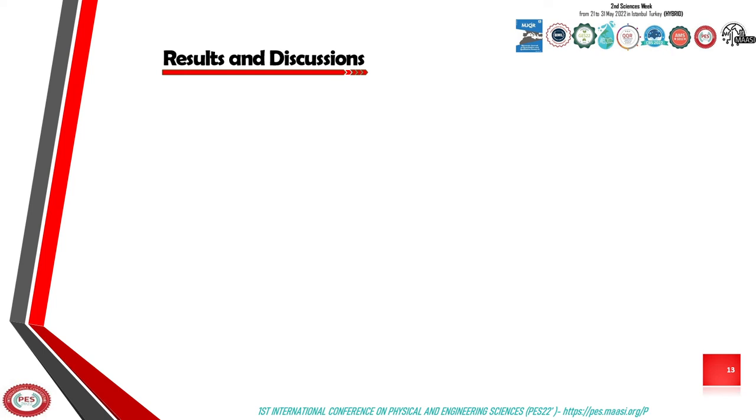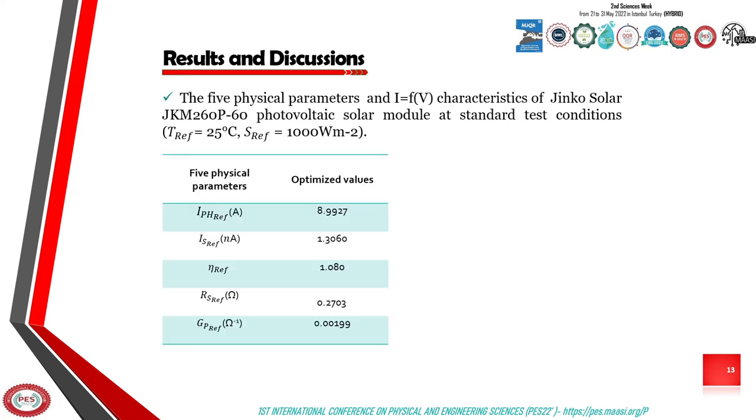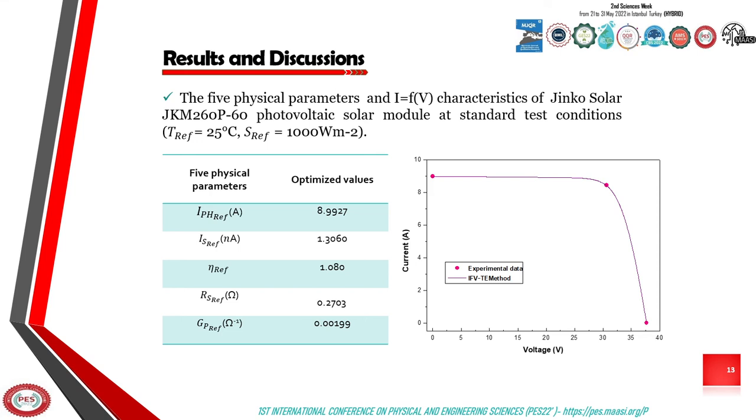Now let's look at the next slide, which shows the results. So in this table we present the 5 physical parameters of Jinko Solar module obtained via our proposed method at standard test condition. So here we plot current voltage experimental characteristics as well as optimized characteristics. So if we look here, we can see that the generated IV characteristics coincide with the measured characteristics. So this shows that the performance of our proposed numerical approach is very efficient.